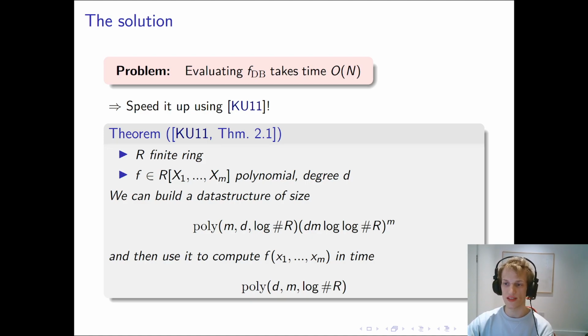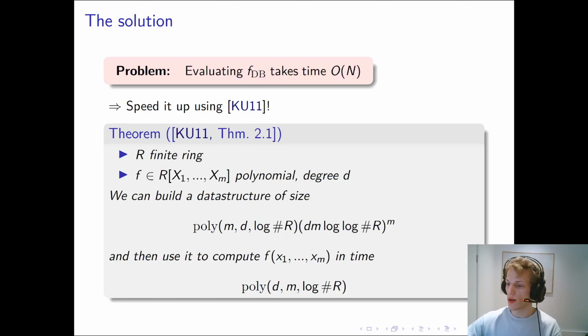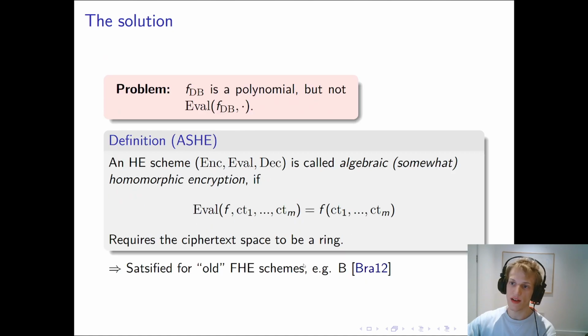Anyway, once we have this theorem, we are almost where we want to be and almost get doubly efficient PIR. However, there's still one more obstacle, and that is that this theorem only applies to evaluating polynomials. While our database lookup FDB is a polynomial, the homomorphic evaluation of FDB is in general not. Especially for modern FHE schemes, this is not the case.